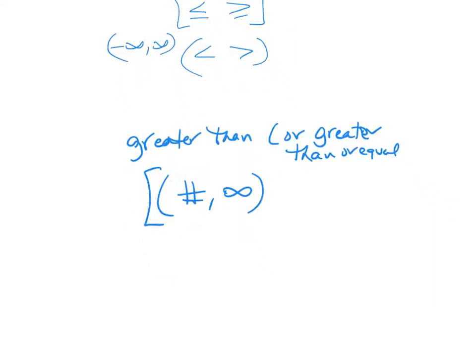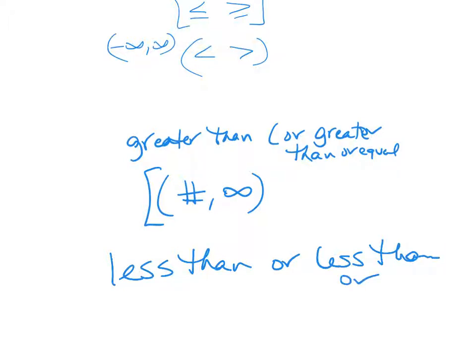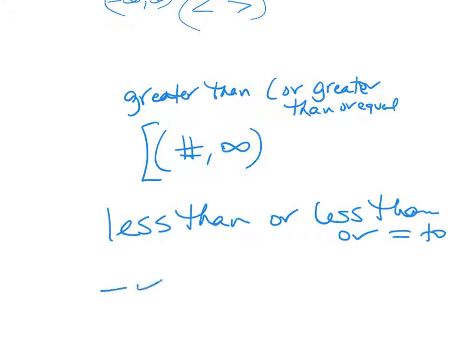Okay, for the less than answers, or less than or equal to, then that would be negative infinity with a parentheses, and then it would be the number, and it's either going to be a parenthesis or a bracket. Everybody with me on those? So that's the bottom line here.